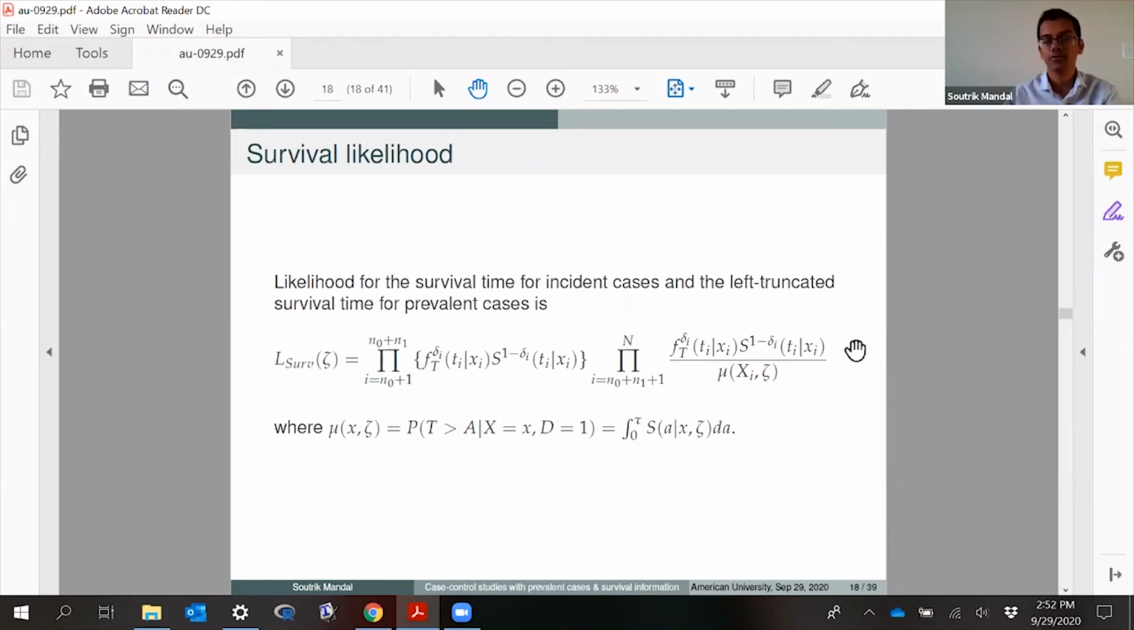So now we can write down the survival likelihood from the survival time for incident cases and the left truncated survival time for prevalent cases. For incident cases, we have the standard f to the power delta, S to the power 1 minus delta. And for prevalent cases, we need to take care of the left truncation, which is done by mu, which is the probability of T greater than A. This is the term for prevalent cases. So together we have the survival likelihood.